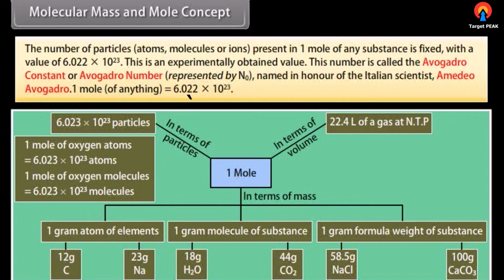The number of particles, atoms, molecules, or ions present in 1 mole of any substance is fixed, with a value of 6.022 times 10 raised to the power 23. This is an experimentally obtained value. This number is called the Avogadro constant or Avogadro number, represented by N0, named in honor of the Italian scientist Amedeo Avogadro. 1 mole of anything is equal to 6.022 times 10 raised to the power 23.